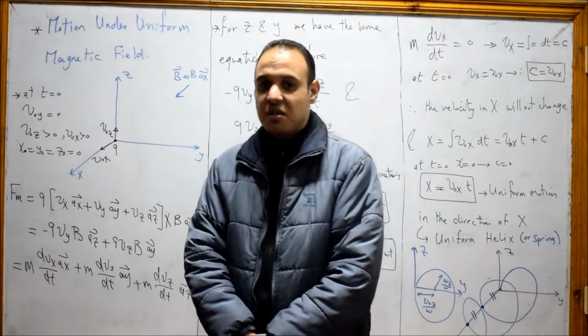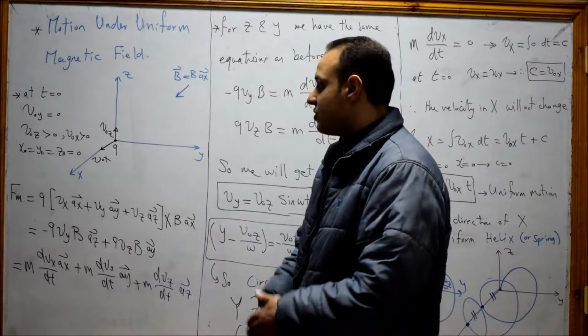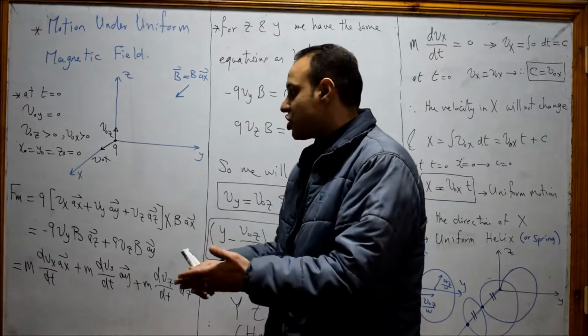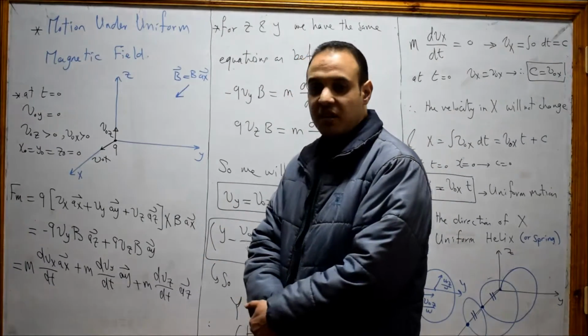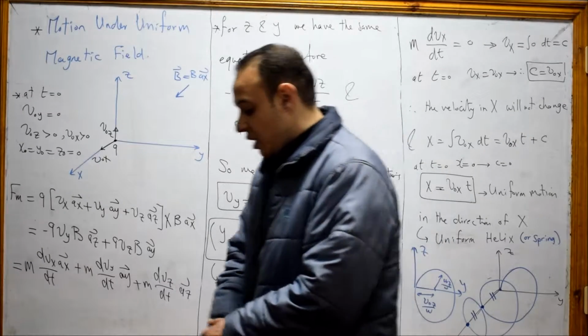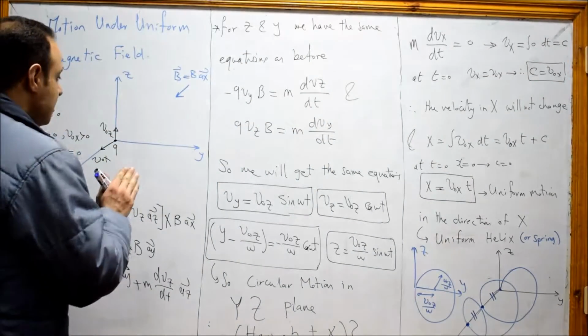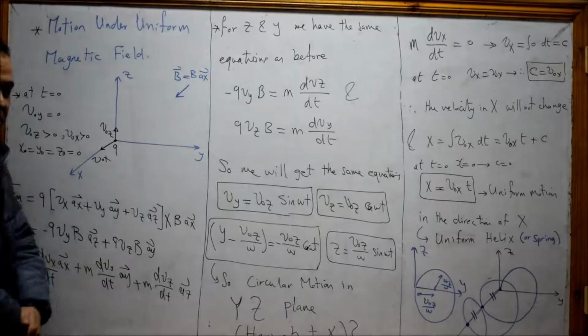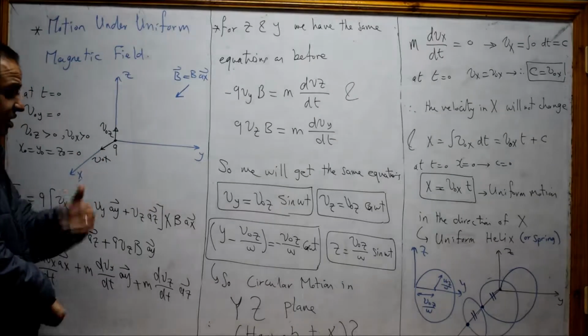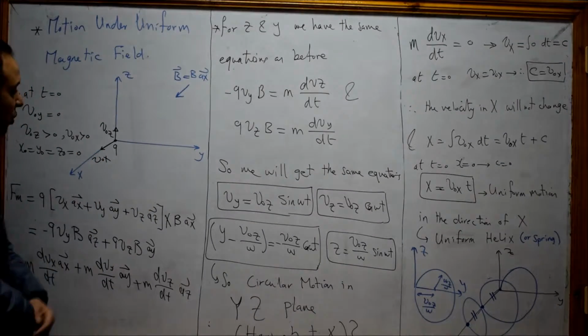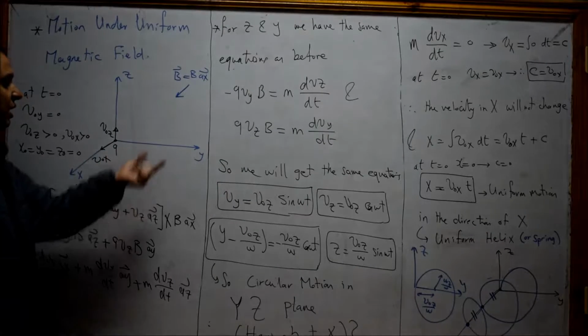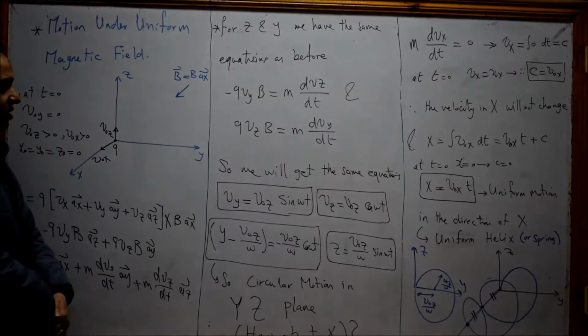In this lecture, we'll continue our analysis of the motion of the charged particle under a uniform magnetic field. We will solve the same problem that we solved in the last lecture, in which we have a particle at the origin and we have a magnetic field in the direction of x.